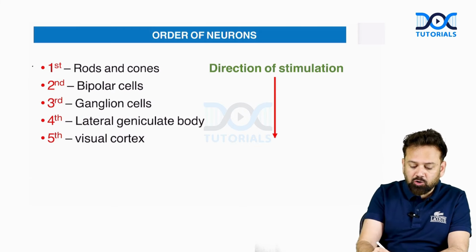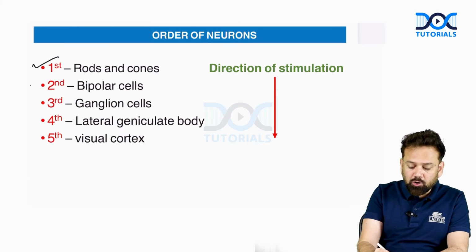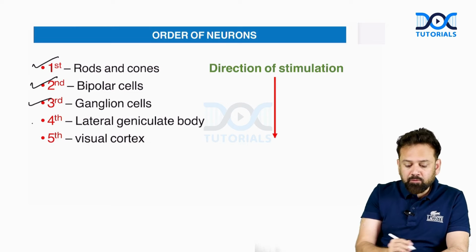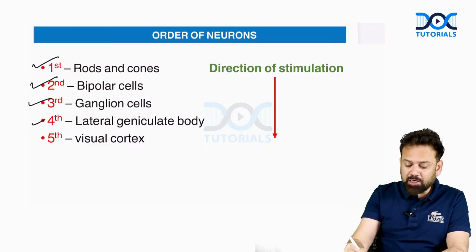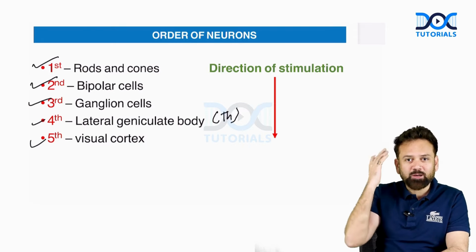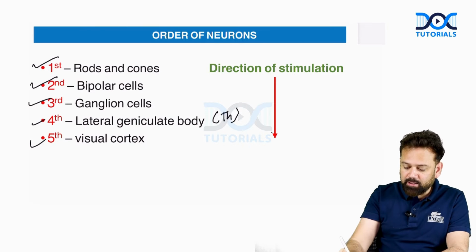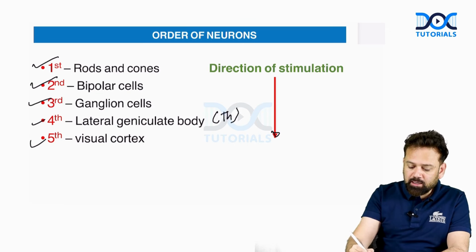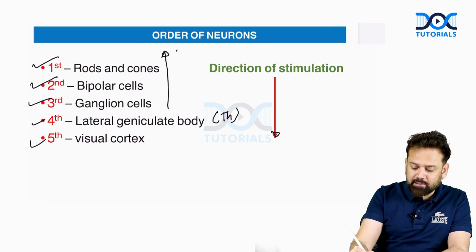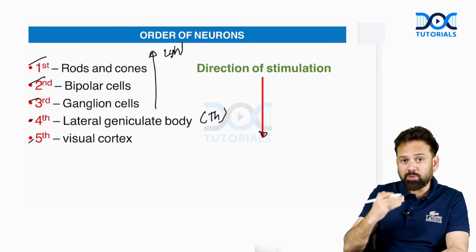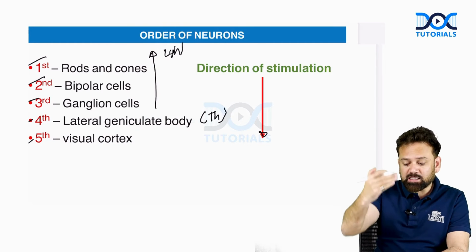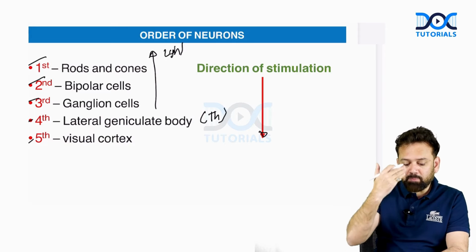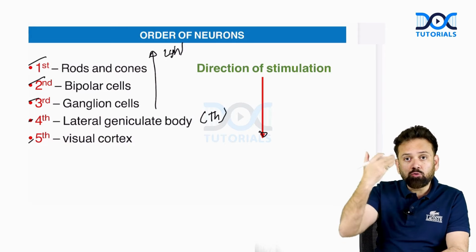So first order neuron is rod and cone. Second order is bipolar cell. Third order neuron is ganglion cell. Fourth is in the thalamus, lateral geniculate body. And fifth will be visual cortex. And this will be the direction of stimulation, and this will be light. Light will come through ganglion, bipolar, and rod and cone, but direction of stimulation will be from rod and cone, bipolar, and ganglion. This is how they will be stimulated.